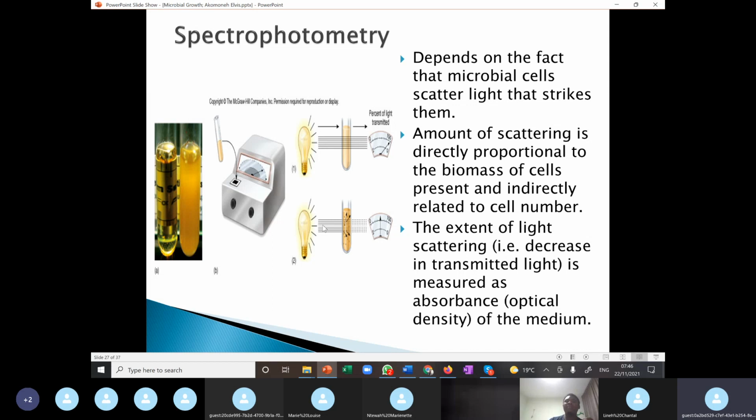So we can either measure the difference between incident and transmitted light, which will be a proportion of the amount of light absorbed or scattered by our cells, or we could directly measure absorbance and translate it to the amount of cells. So we can measure percentage transmittance, or we can measure absorbance to determine the density of our cells, which is directly proportional to the number of cells present in our sample.